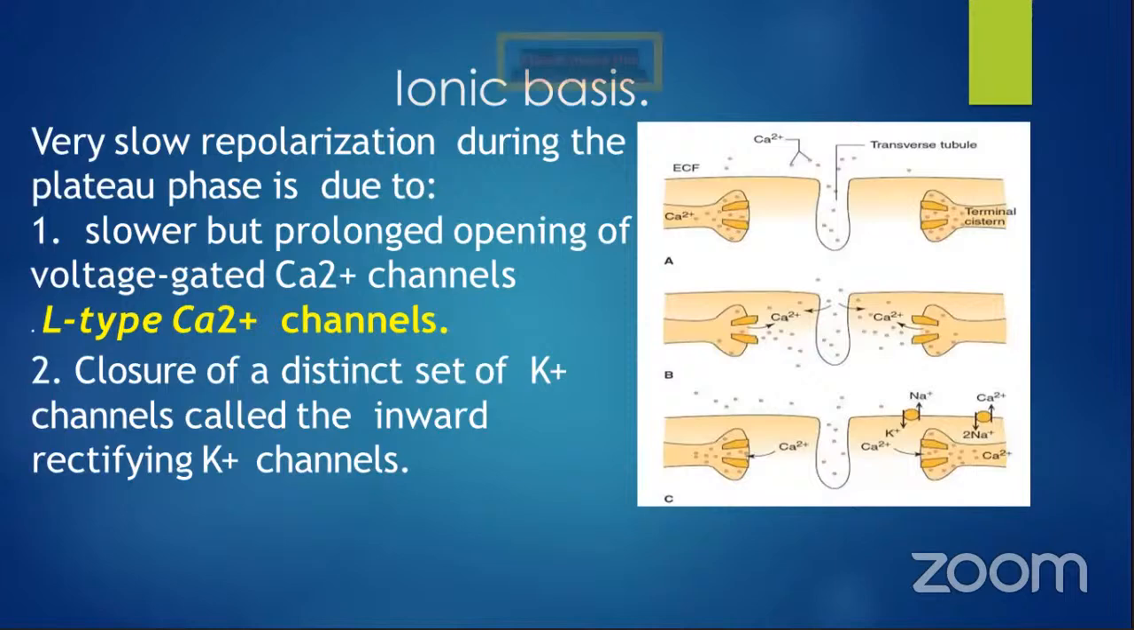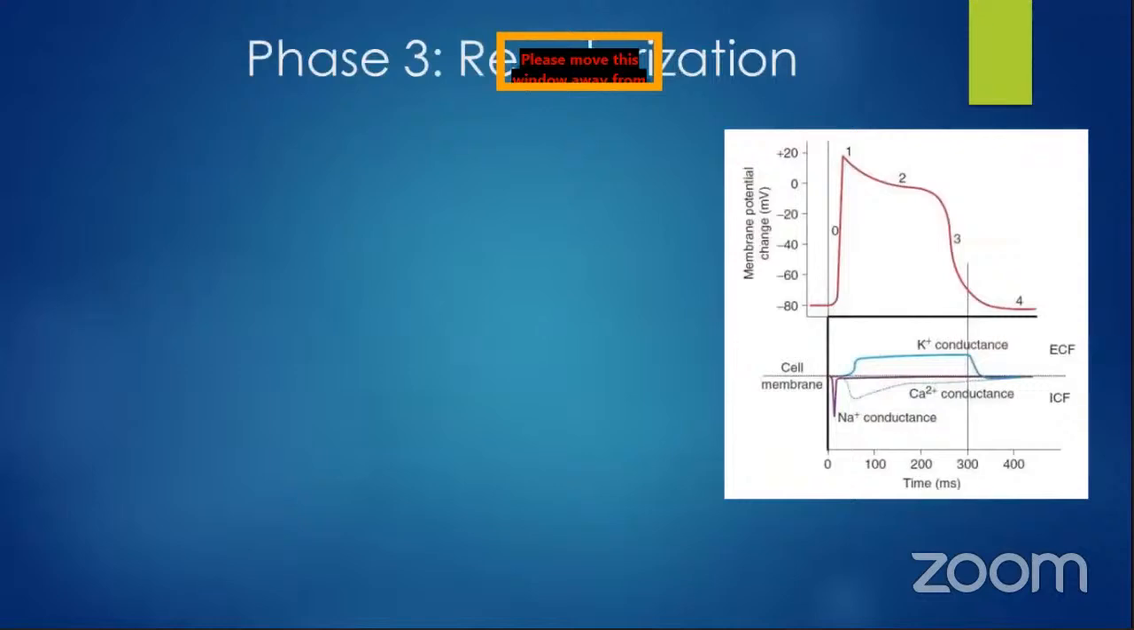So the ionic basis behind the plateau phase is that there are two things. First, there is opening of L-type calcium channels which allows slow entry of calcium. Second is closure of a particular type of potassium channels, called inward rectifying potassium channels. So that's about phase 2.